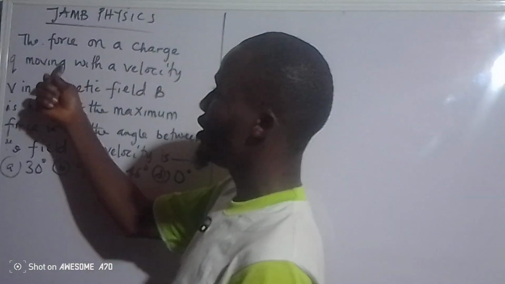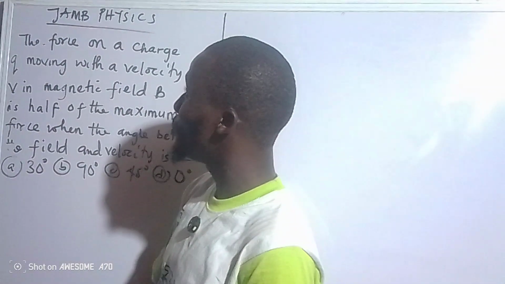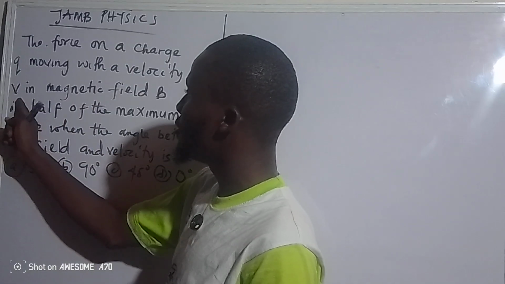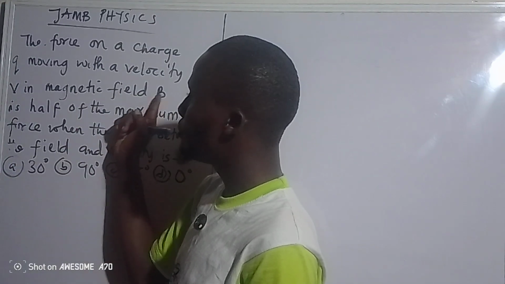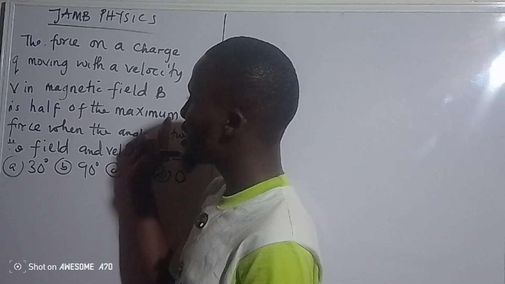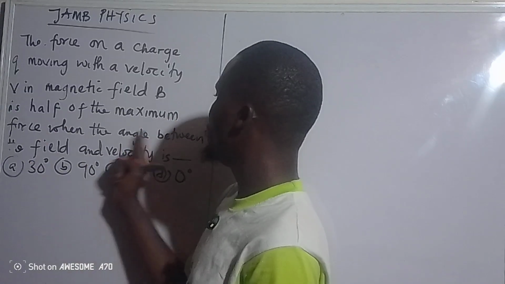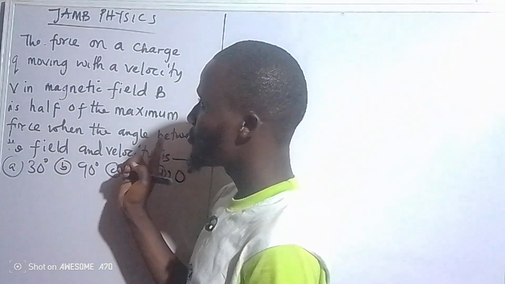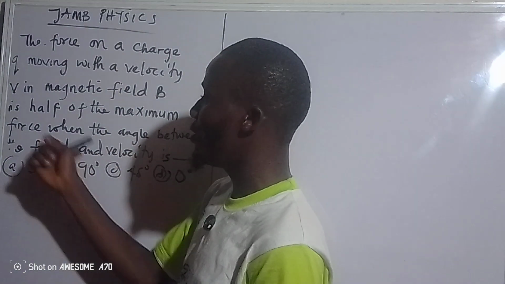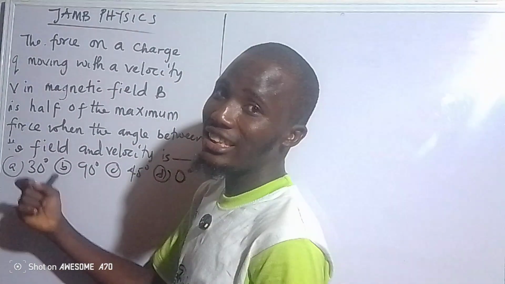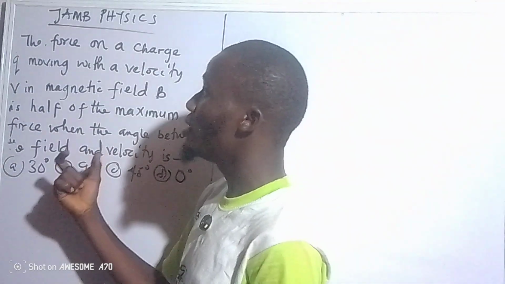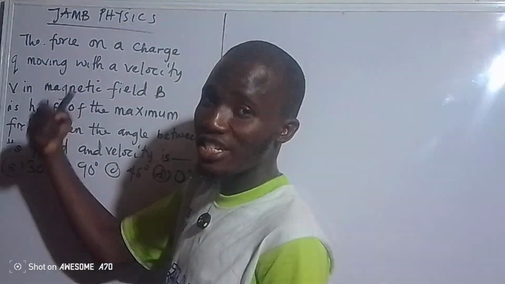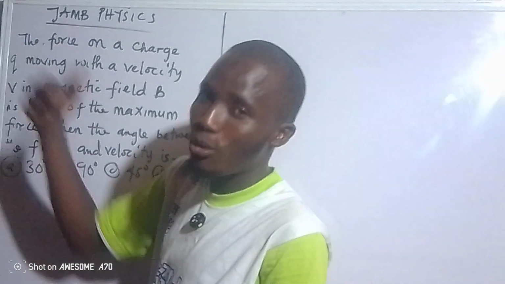In today's class, we'll be looking at this question from UTME. The force on a charge Q moving with a velocity V in magnetic field B is half of the maximum force when the angle between the field and the velocity is dash. So we have to obtain the angle between the velocity of the charge and the magnetic field B when the force experienced by the charge is half of the maximum force.